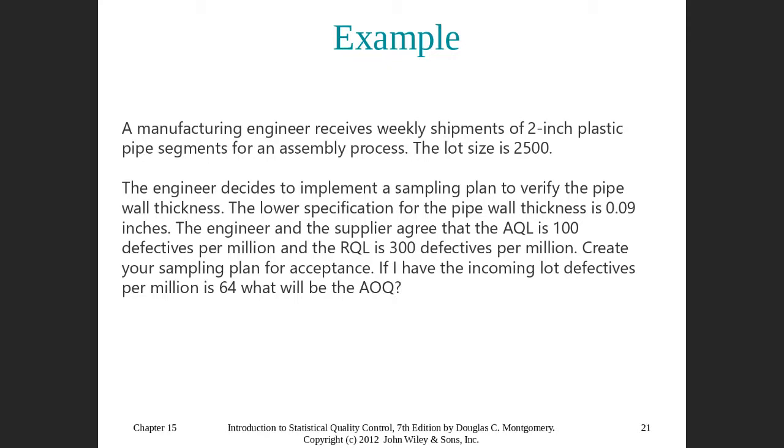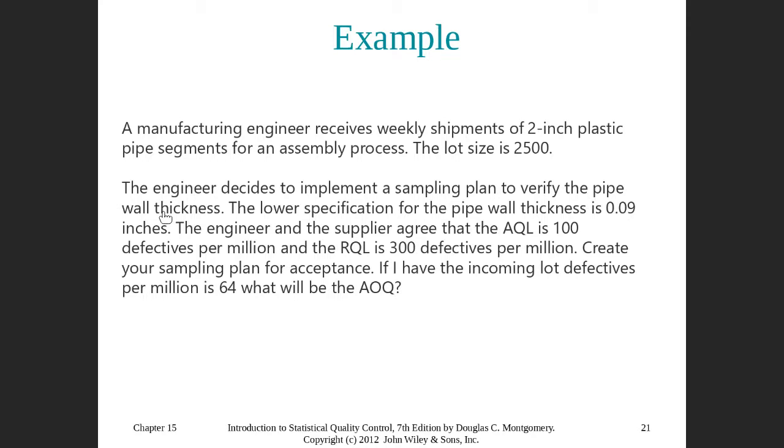The manufacturing engineer receives weekly shipments of 2-inch plastic pipe segments for an assembly process. This is a part that they use for the assembly process. The lot size is 2,500 plastic pipes. The engineer decides to implement a sampling plan to verify the pipe wall thickness.